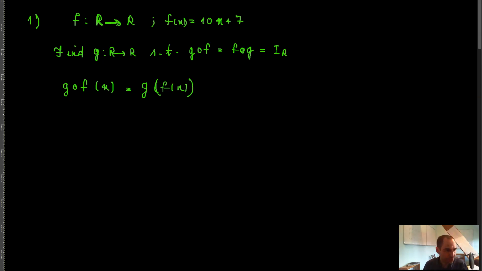Basically the first question is, f of x is a function from R to R, defined by f of x is equal to 10x plus 7, right? And you want to find g from R to R such that g of f is equal to f of g is equal to I of R. Now what this question means is that you simply want to find the inverse of f.